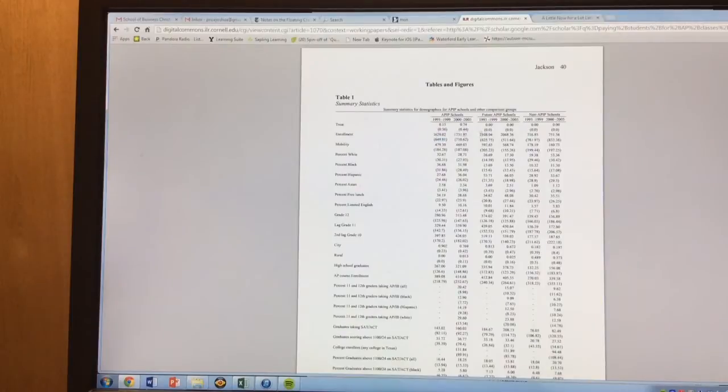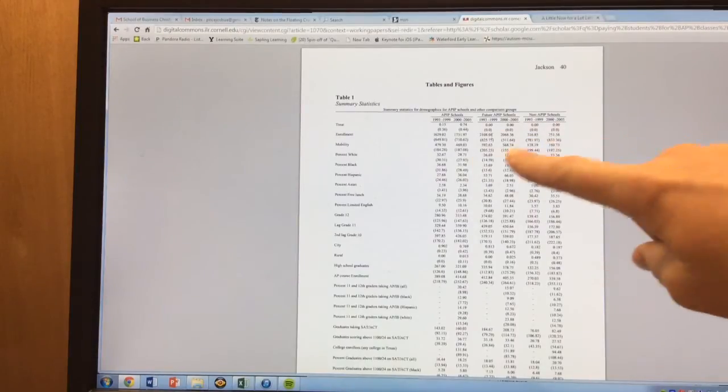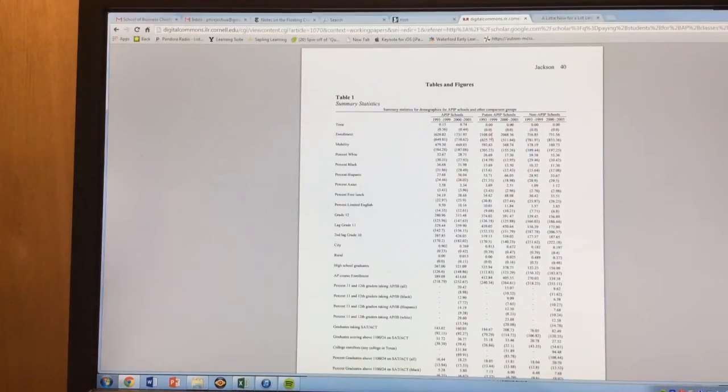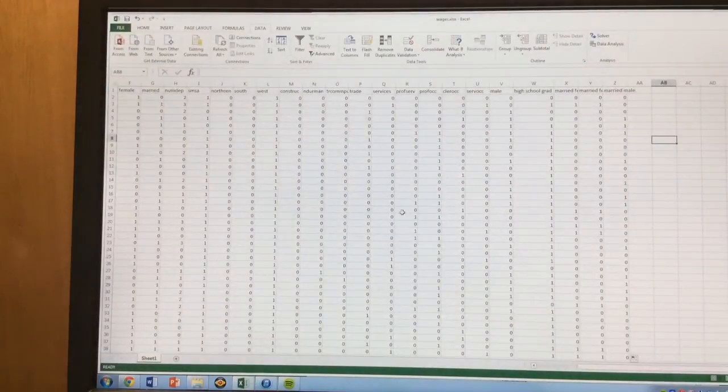He does this for all the different types of schools, reporting the mean and the standard deviation. That way I know what the schools look like, and I can compare them across time and across the different types of schools. So when we talk about summary statistics, we're really talking about mean and standard deviation, because that tells us a lot about what our distribution looks like.